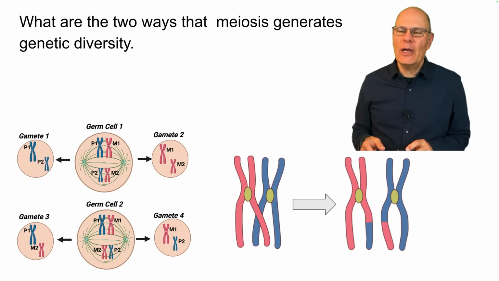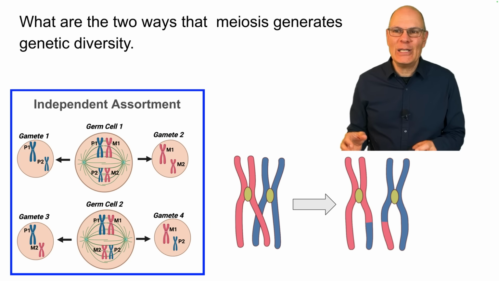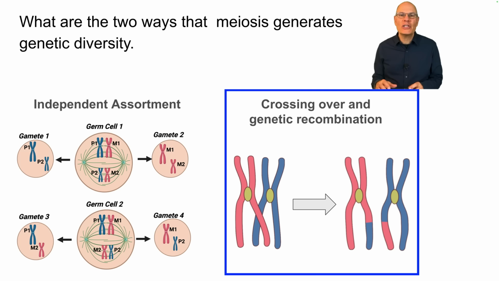How meiosis creates variation. What are the 2 ways that meiosis generates diversity? They're shown here. The first is independent assortment. The second is crossing over and genetic recombination. We'll explain both of those now.